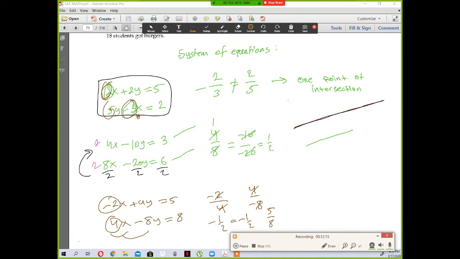In this case, these two lines, line number 1 and line number 2, are parallel. That means they never intersect. If they never intersect each other, that means these two lines don't have any solution.